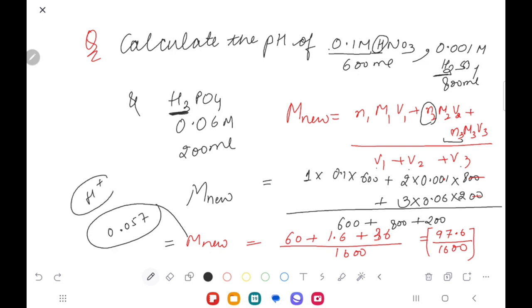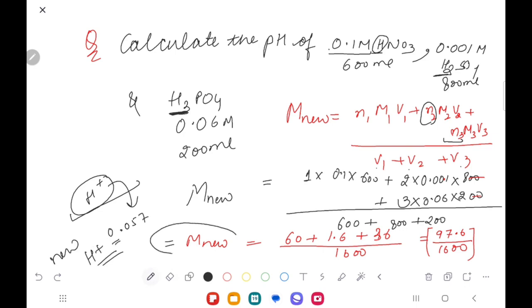Yes. How do I know this is the new concentration of H plus? Because I have multiplied everywhere by N1, and N1 is the number of H plus ions from every acid. Are you understanding? Yes. So when I have this N1 value, I know that this is a new H plus ion concentration, isn't it? And when this is a new H plus ion concentration, what exactly do you think it means? Tell me. It means new pH of the mixture.